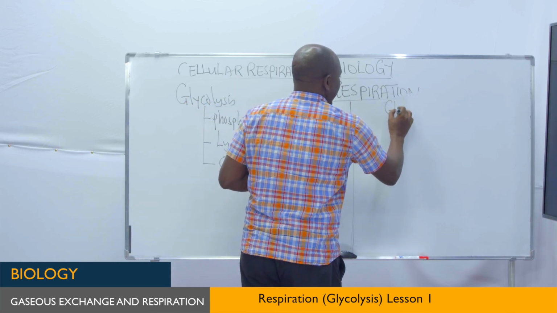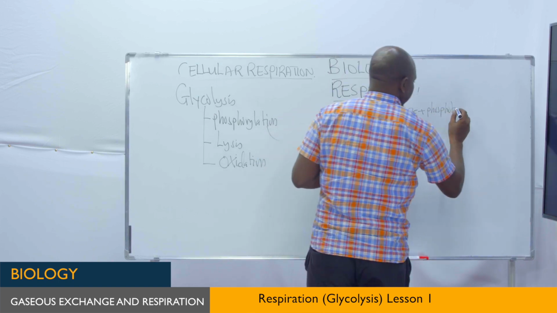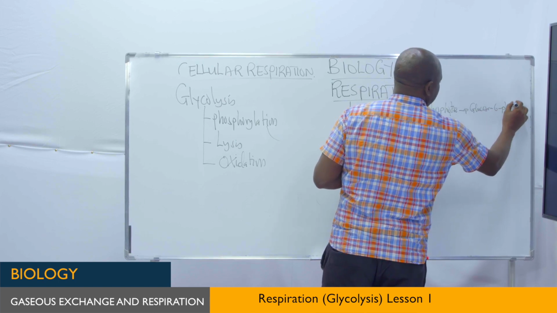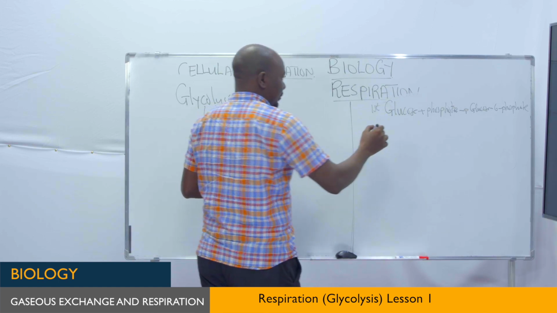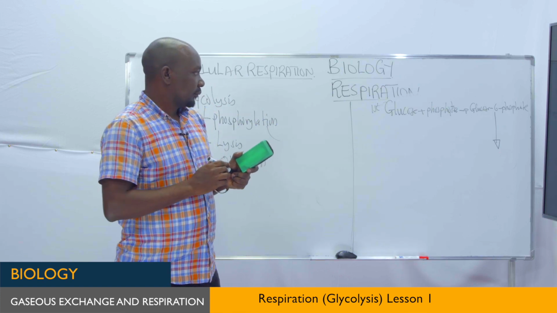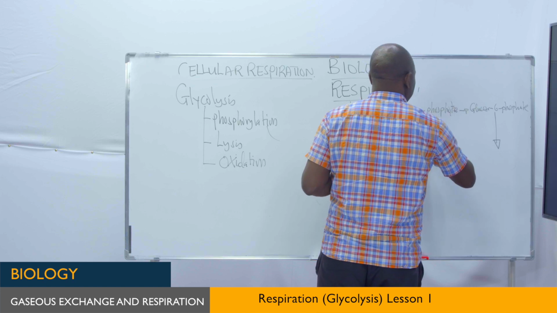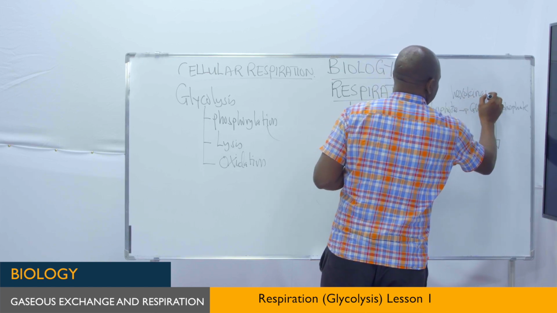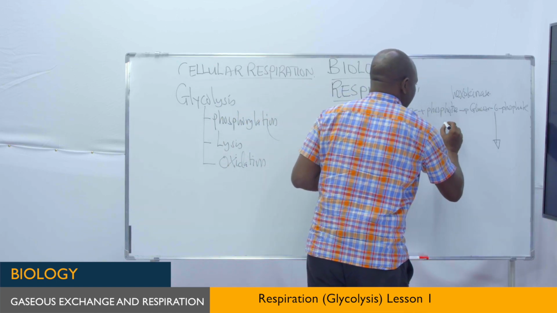The first stage is when the glucose is added with a phosphate to produce glucose 6-phosphate. That is the first stage. The second stage is when the produced glucose 6-phosphate undergoes isomerization or rearrangement. This reaction takes place under the influence of the enzyme known as hexokinase enzyme.